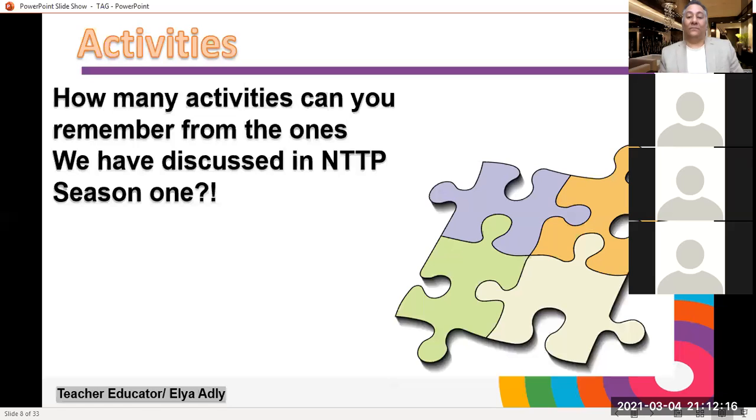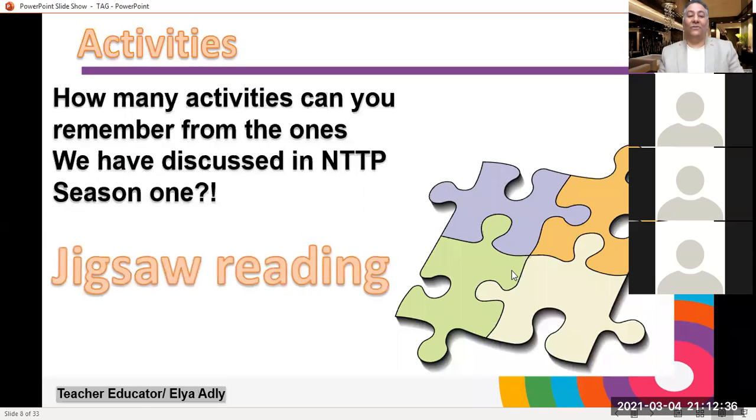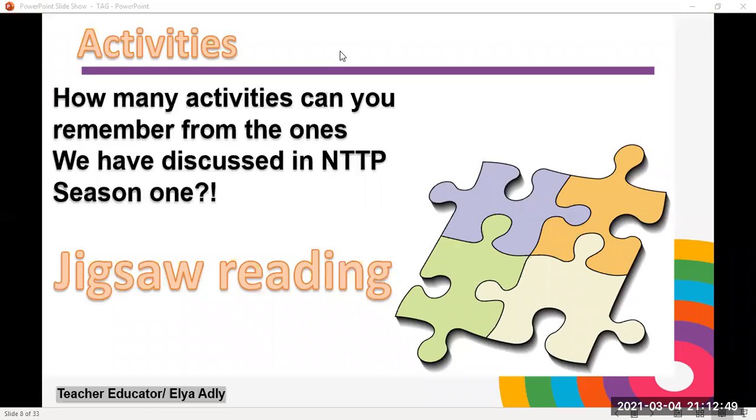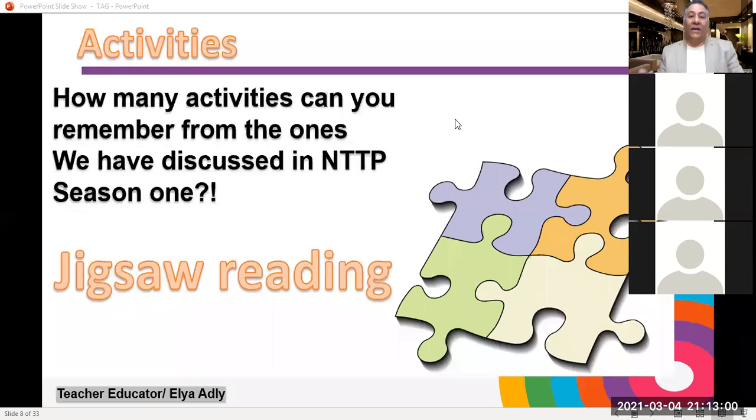What about this one? Does it remind you of something? What does this image remind you of? I don't remember that one. What about the jigsaw reading? Do you remember the instructions of the jigsaw reading? No, we didn't have it. It's a new one. Okay, I can remind you of this activity, the jigsaw reading.